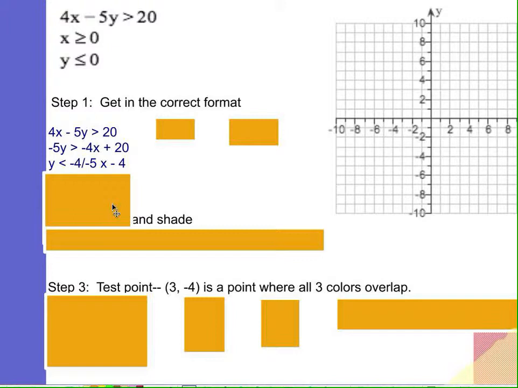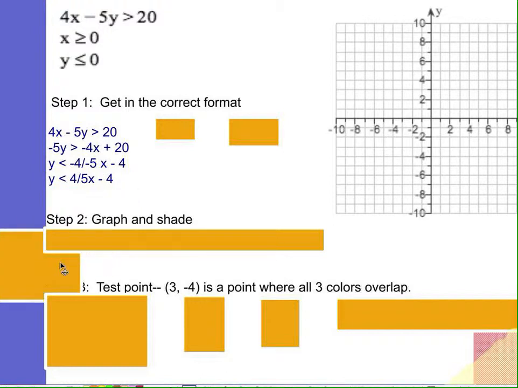We need to simplify the -4 over -5. That becomes just positive. So we get y is less than 4/5 x minus 4. The second inequality doesn't have to be changed, nor does the third one.